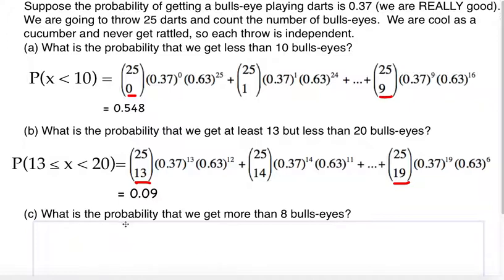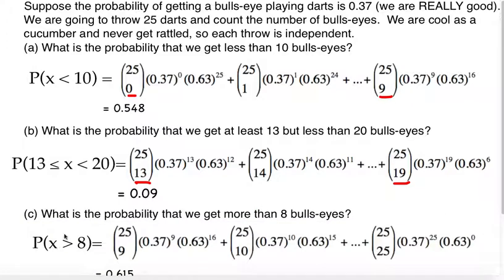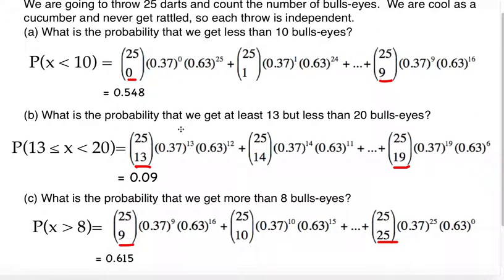For the last one, what's the probability that we get more than 8? So strictly just more than 8. Then our lower bound is going to have to be 9. And it's going to go all the way up to 25 because that's the highest we can go. We're only throwing it 25 times. And there's the answer for that one.